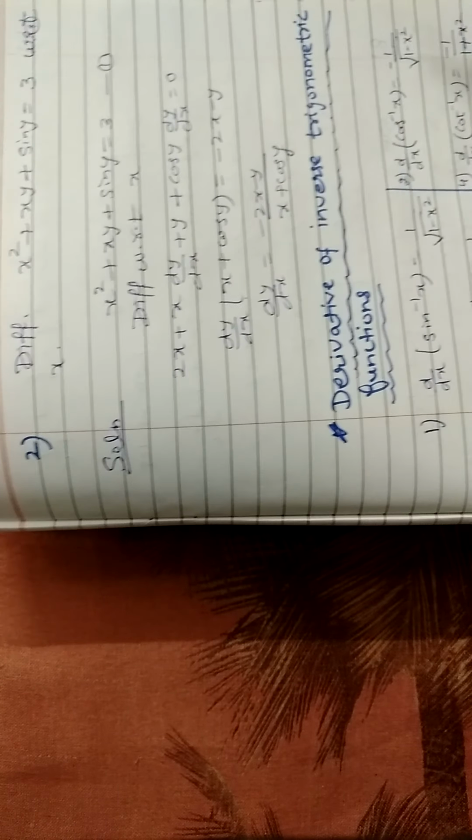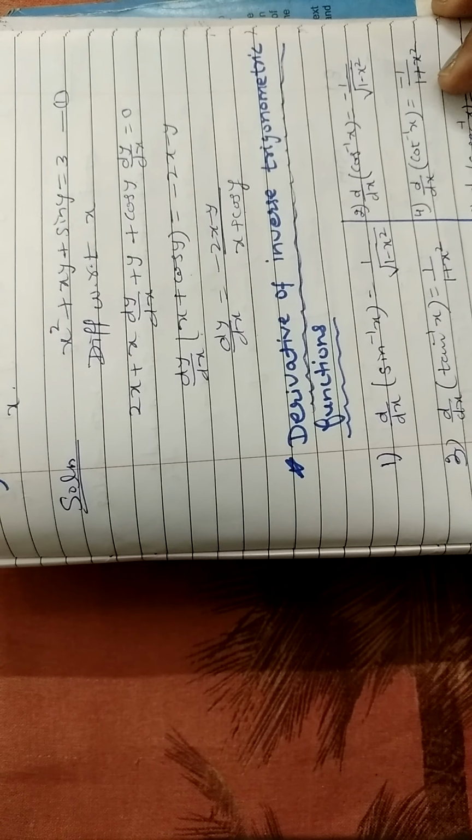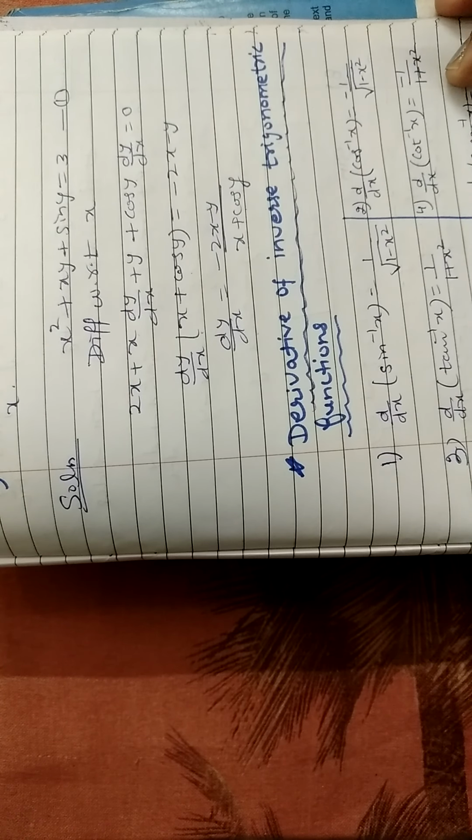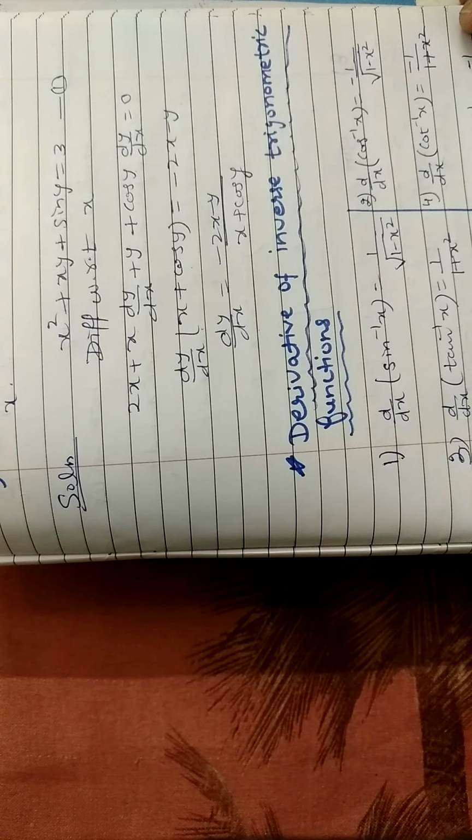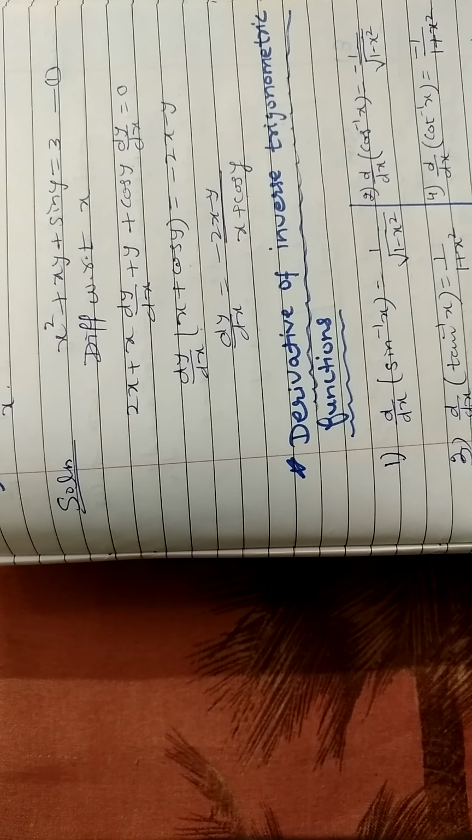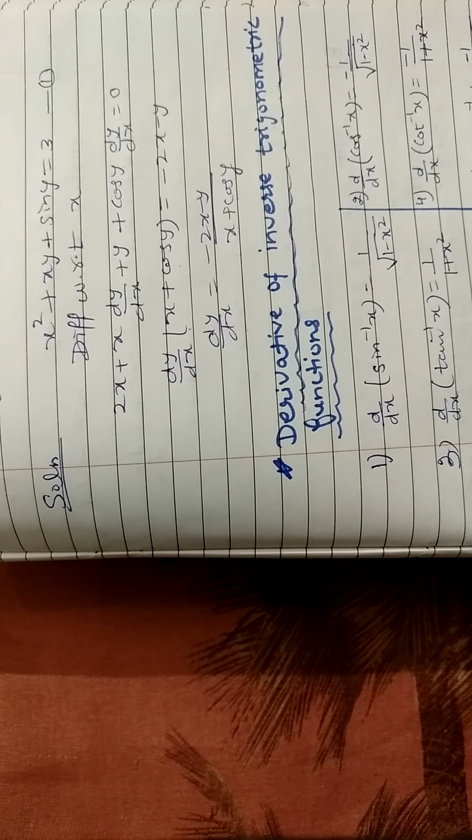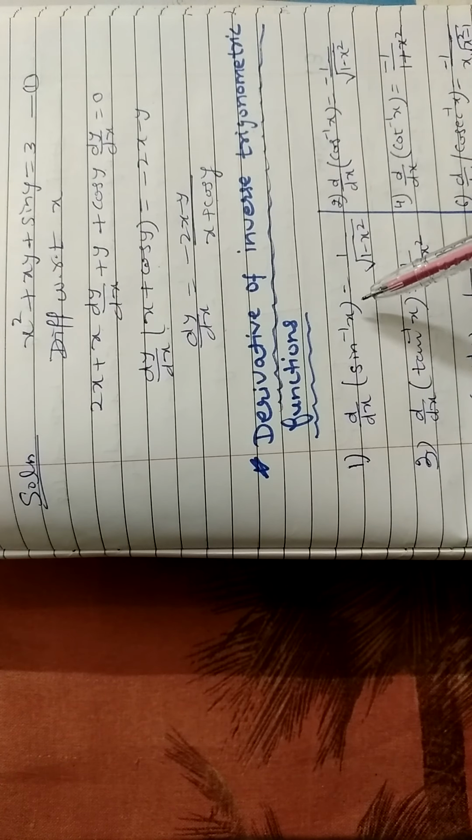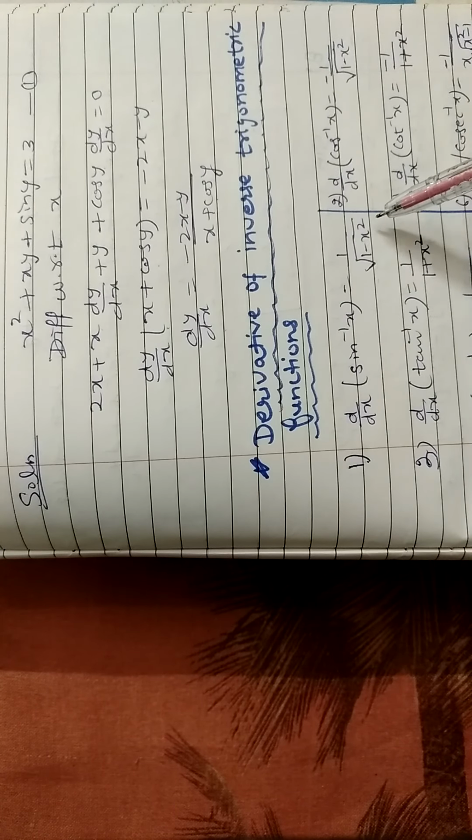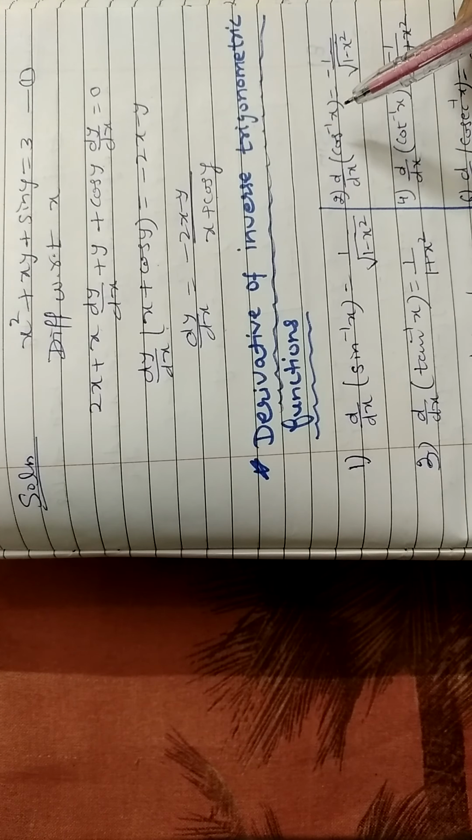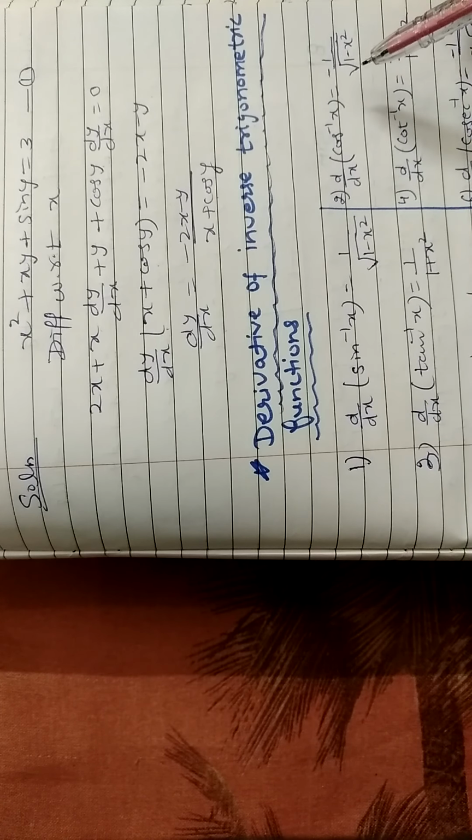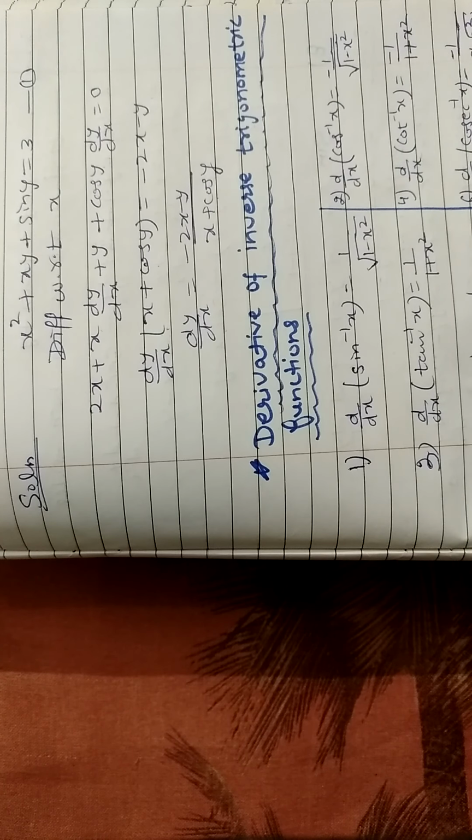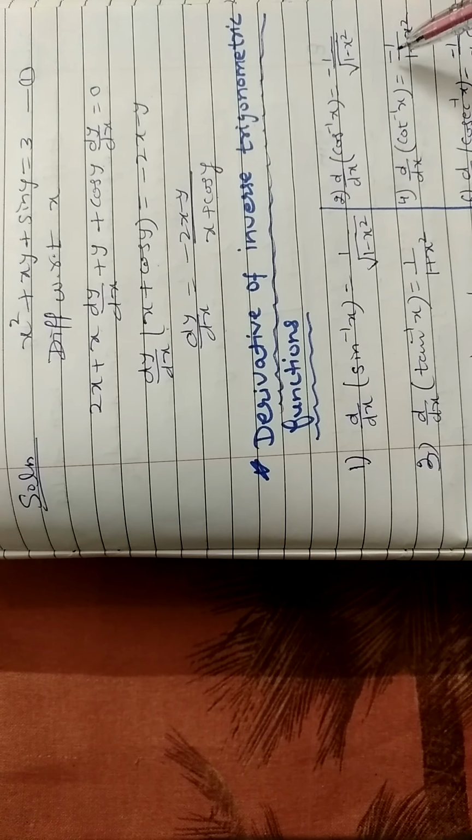Now for solving the questions of the exercise, you need to know how to take the derivative of inverse trigonometric functions. You know the derivatives of trigonometric functions, but how to take the derivative of inverse trigonometric functions? So there are some formulas. First is the derivative of sine inverse x, that is 1 over root of 1 minus x square. The derivative of cos inverse x is with a negative symbol, minus 1 over root of 1 minus x square. The derivative of tan inverse x is 1 over 1 plus x square, and cot inverse x is minus 1 over 1 plus x square.